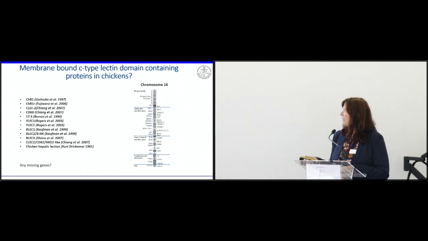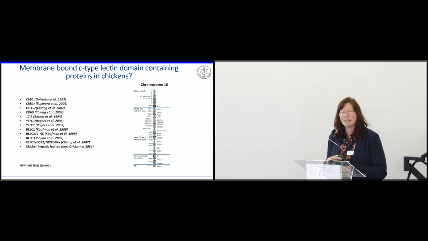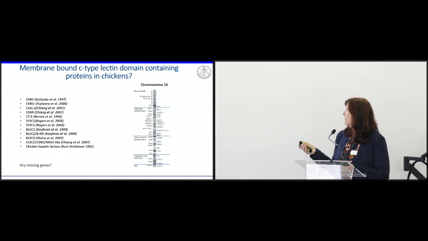And we started by looking into the literature and found some nice chicken-specific receptors, and we thought, yeah, that looks lovely, except that some of them you recognize from the mammalian literature, but some of them are really avian-specific. Interestingly enough, some of them are located in the MHC complex on chromosome 16. But we started out by asking ourselves, is this all there is?